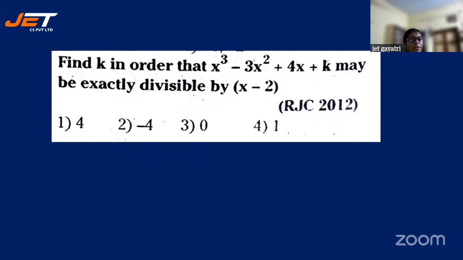Find k in order that x cube minus 3x square plus 4x plus k may be exactly divisible by x minus 2. Yes. So very easily you can do x minus 2 equals 0. Find out the value of x. Just put it in the equation. Or you can also do the full division, whereby you will get the value as minus 4. All right.